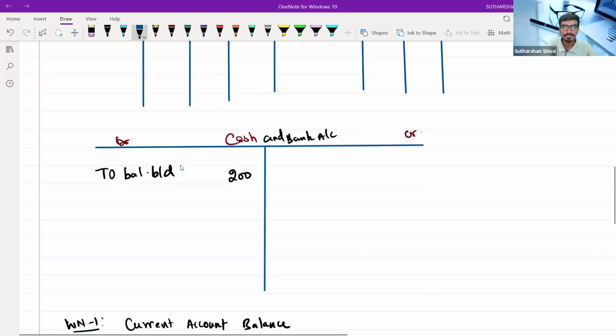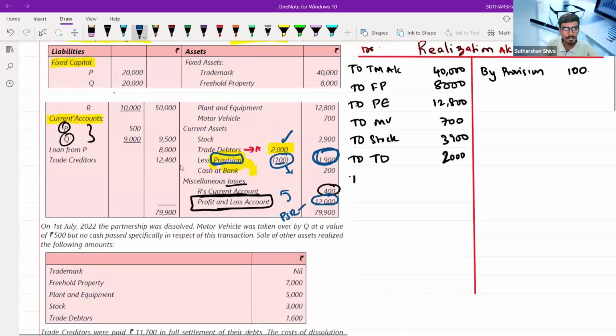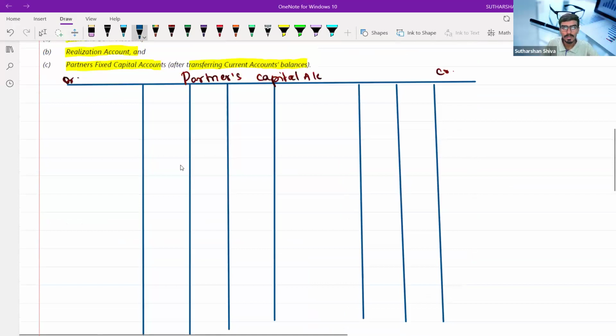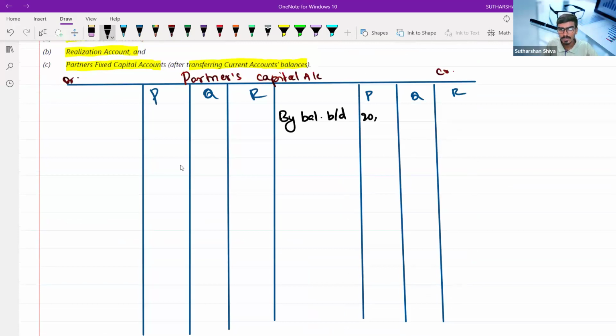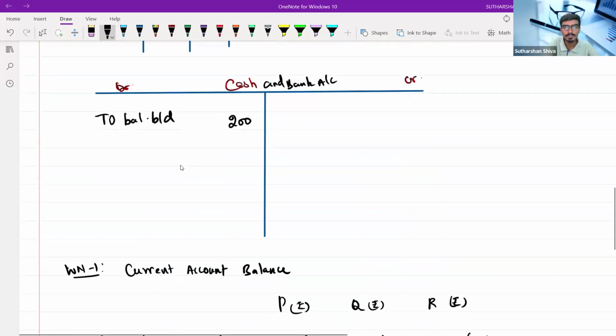Now all the asset side is done. Now go to fixed capital. PQR is given 20, 20, 10. So we will go for capital account PQR. Now the values are as follows. We will write down by balance brought down 20,000, 20,000, 10,000.